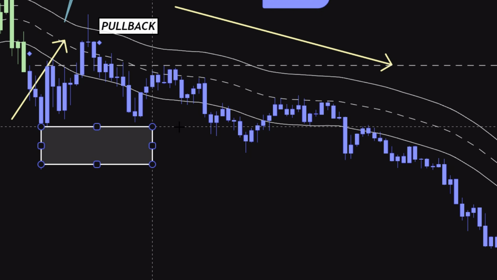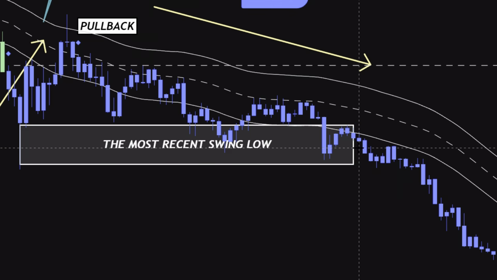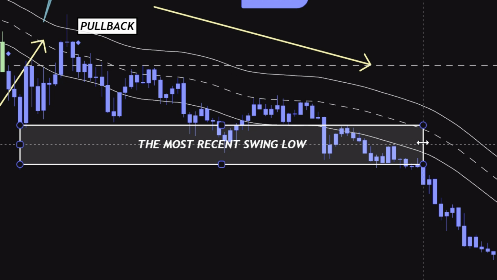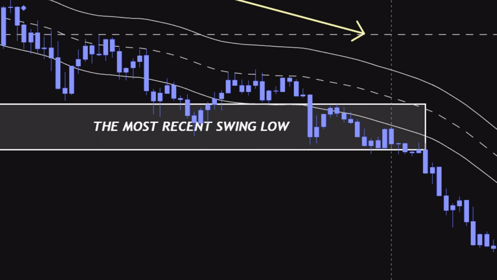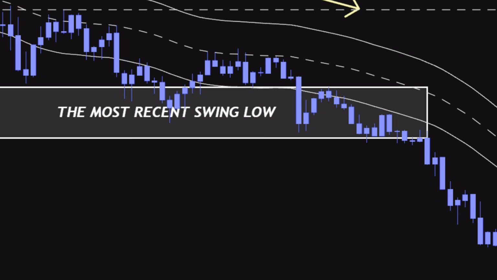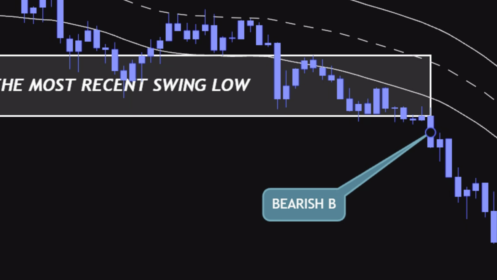Now, we need to identify the end of that pullback. To do that, mark the most recent swing low in the downtrend. When price breaks below the most recent swing low, it signals that the pullback is likely over. But does that mean we enter immediately? Not yet.